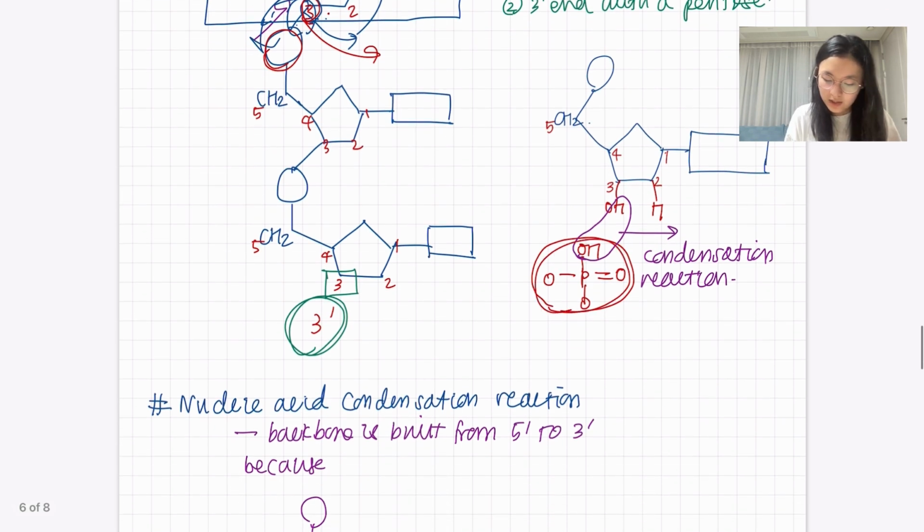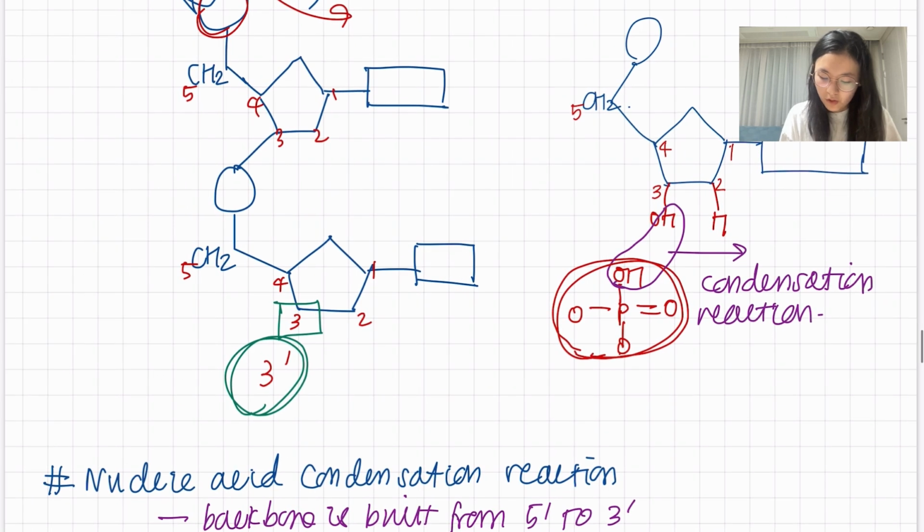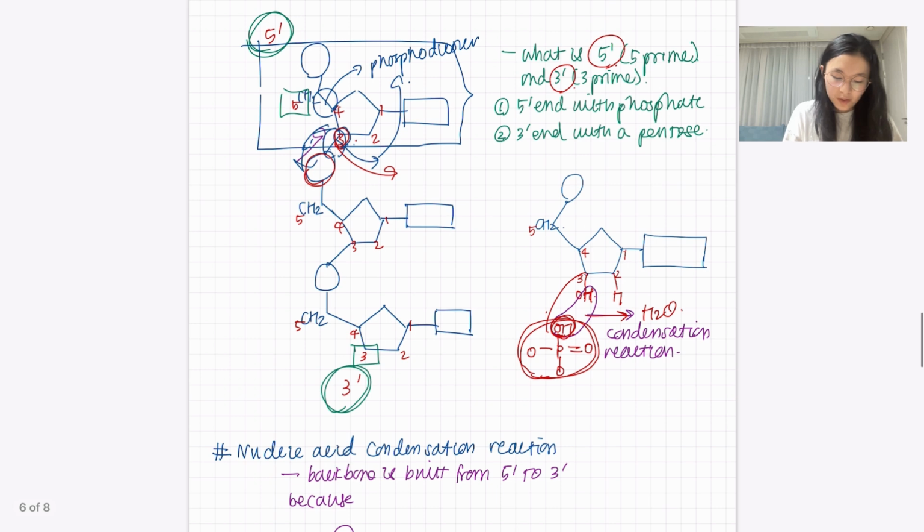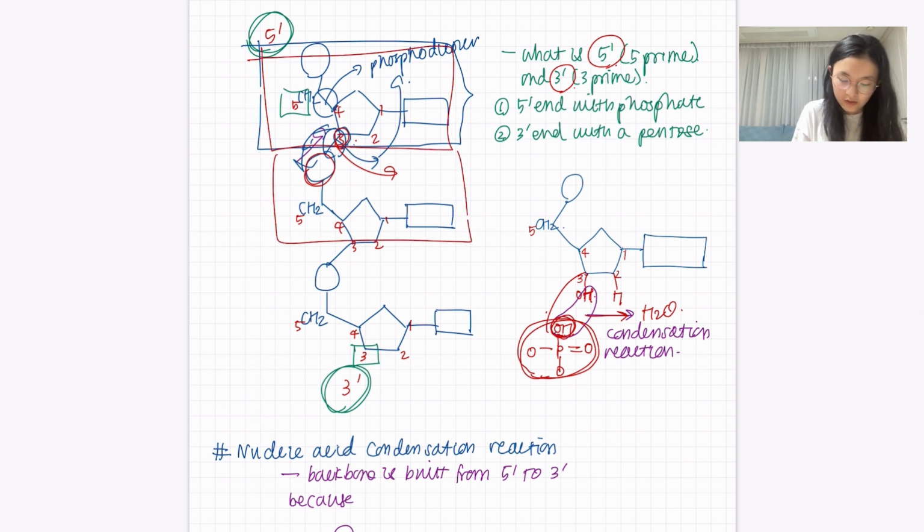Say that this is the phosphate group of another nucleotide, and this is the pentose sugar of one nucleotide. The OH of the phosphate group and the H of the OH group attached to carbon 3 of the pentose sugar are removed in the form of water in a condensation reaction. And so we get a phosphodiester bond right here, and therefore these nucleotides connect together, and they all connect to form this strand.